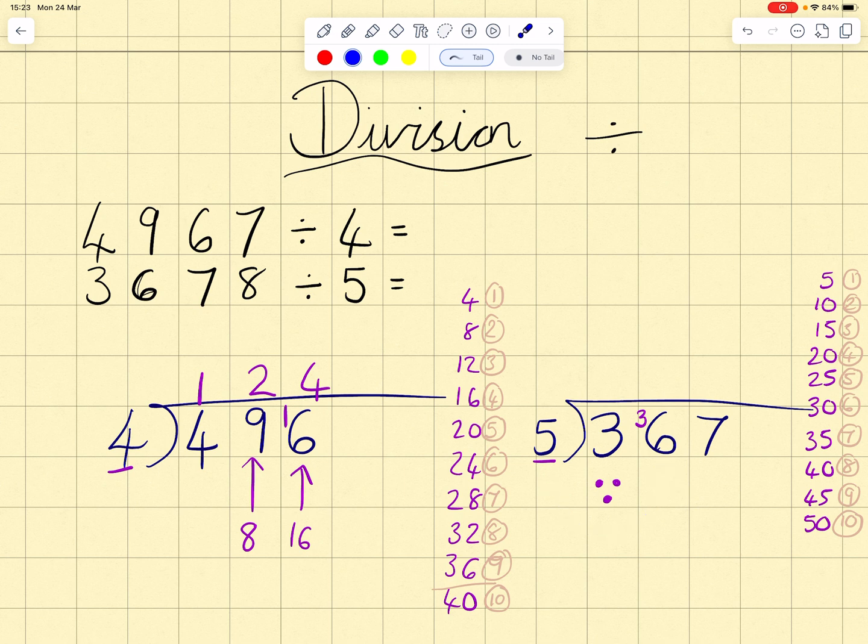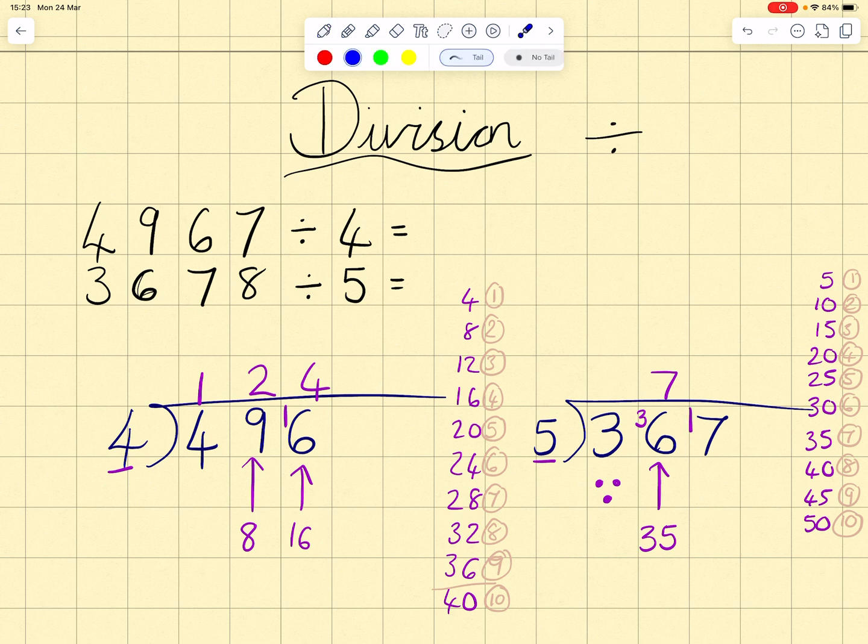So I'm going to look down my list. Remember, I can't go higher, so I'm going to jump and stop at that one. So there are 7 groups in 36. I can bob 35 underneath just to remind me to count on. So between 35 and 36, there's 1 left over.